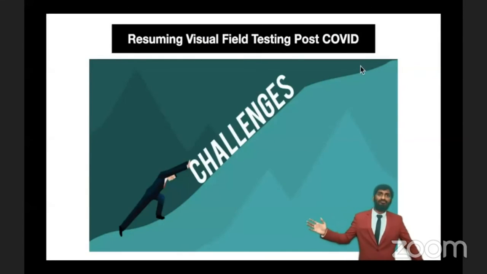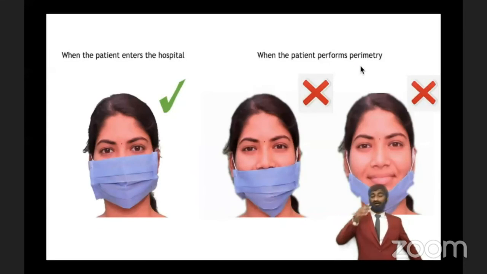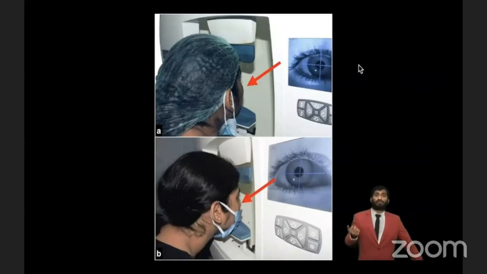Resuming visual fields testing post COVID-19, the challenges that I practically faced: the problem was with the mask. The patient enters the hospital with a mask correctly positioned, but when the perimetry test was started, the mask was pulled down like this as an innate reflex. What was the problem with that? Yes, there seems to be a problem because they breathe into the bowl type perimeter.